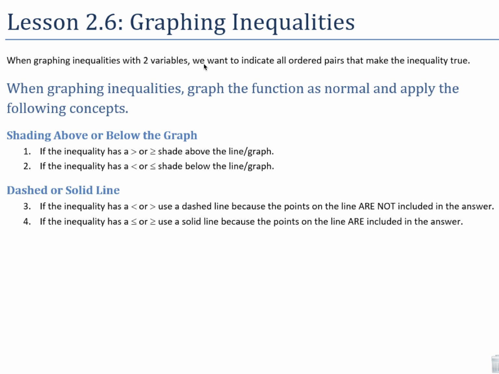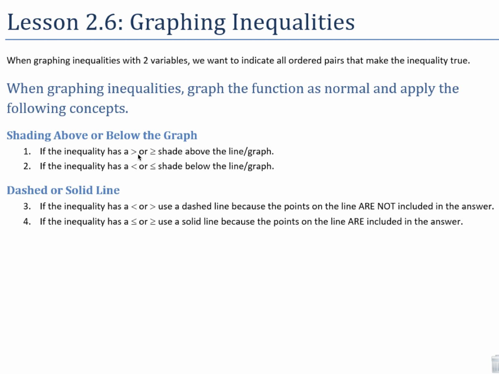When graphing inequalities with two variables, we want to indicate all ordered pairs that make the inequality true. So we'll have an x and a y. We want all ordered pairs that make it true. So what we're going to do is graph our lines and our absolute value equations as normal, and then we'll take a look at the inequality sign, and that will tell us a couple other things.